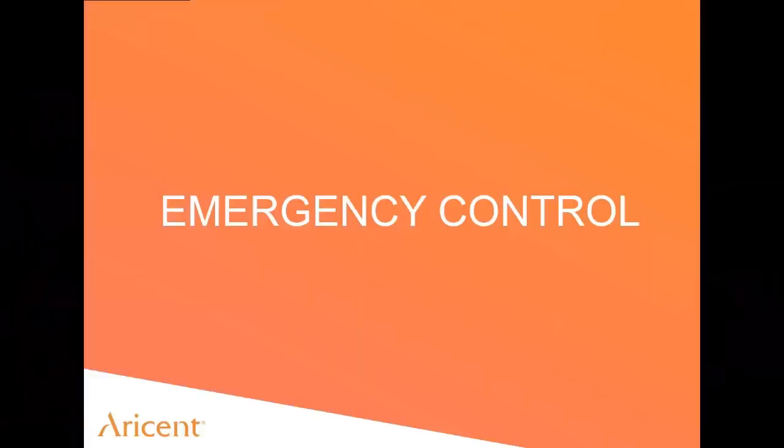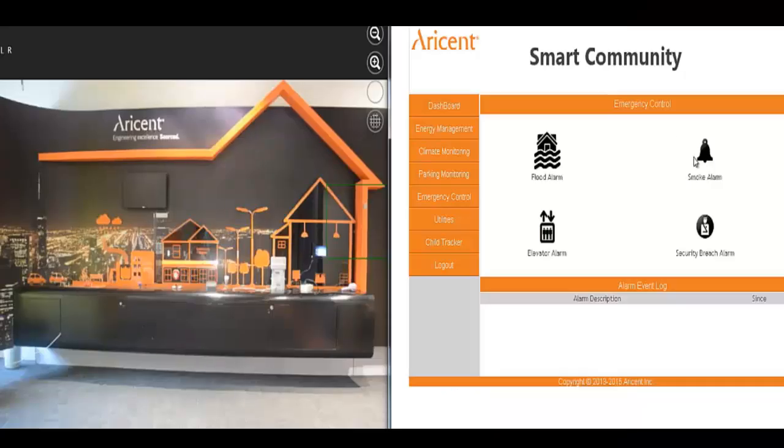Emergency control. With this option, the Estate Manager can raise various alarms in the community. The fire and smoke alarms can alert the community members of smoke or fire in the community. The other alarms are the flood alarm, elevator fault alarm, and security breach alarm.